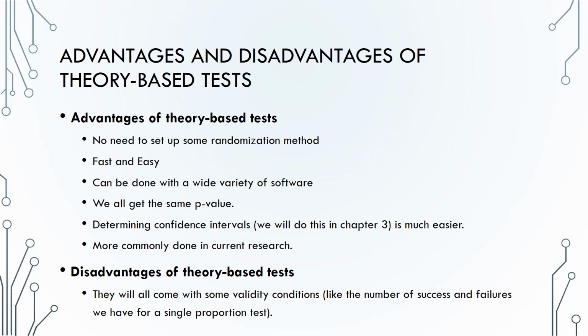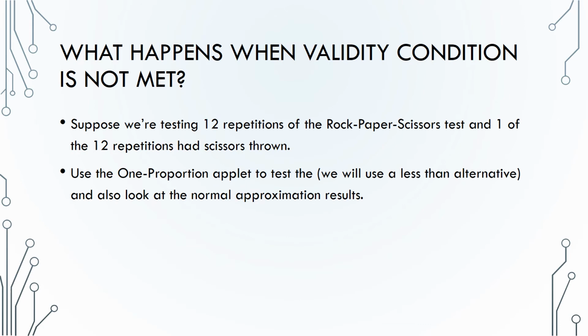However, theory-based tests will not always work. We have to have the validity condition, like successes and failures for one proportion, in order for the central limit theorem to kick in and the theoretical method to work. What happens if we use the theory-based approach even though the validity condition is not satisfied? Let's use this as an example and test it out. Suppose we're doing 12 repetitions of the rock, paper, scissors test, and one of the 12 repetitions had scissors thrown. Let's open up the one proportion applet to find the p-value using both the simulation and the normal approximation.